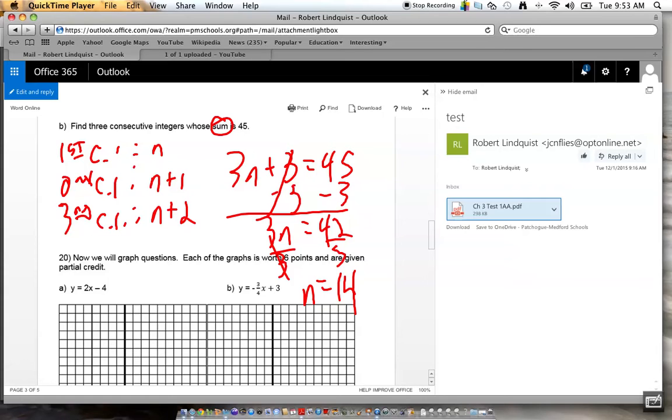Now, the problem that I saw on the test is a lot of people stopped at 14. You have to go back to 14, 15, and 16 because it said to find the 3 consecutive integers.